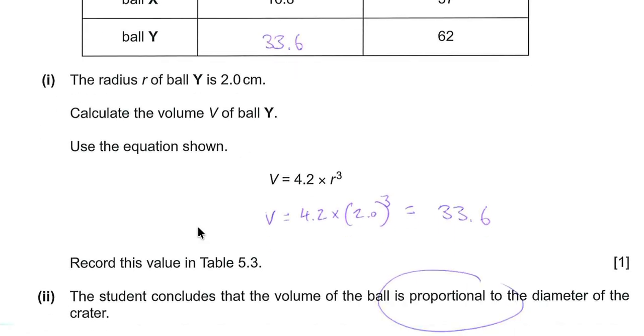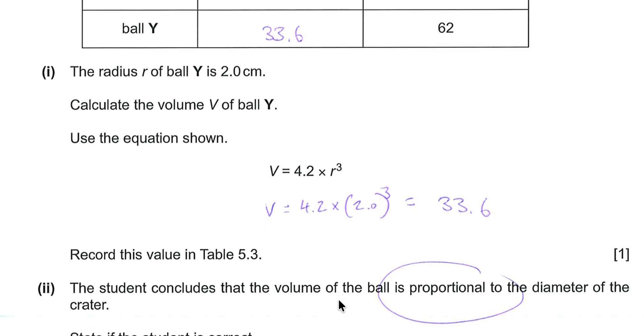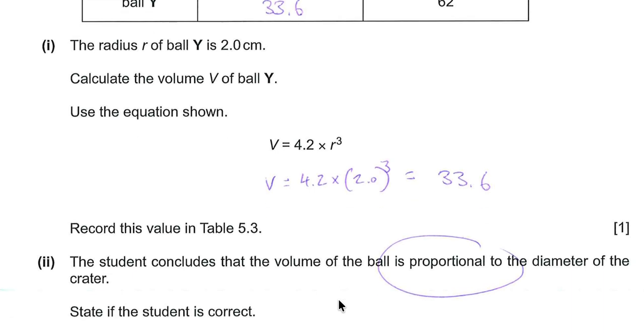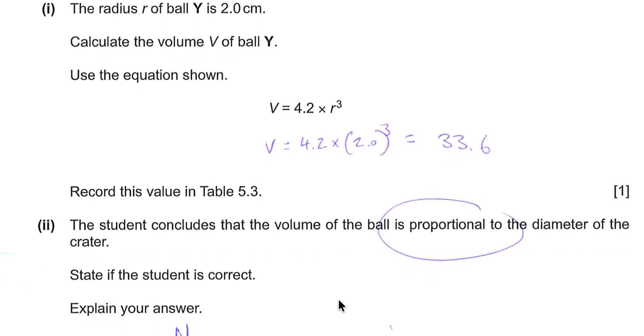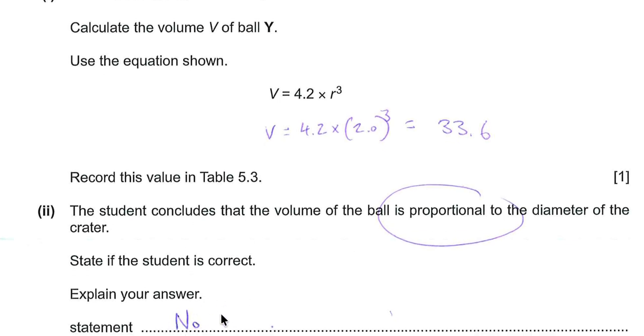This is the bit where we get to proportionality. CIE does not expect you to justify proportionality until it claims it either way. So this says the student concludes that the volume is proportional to the diameter of our crater in this case. We want to state if they're correct. Now the answer here is no.